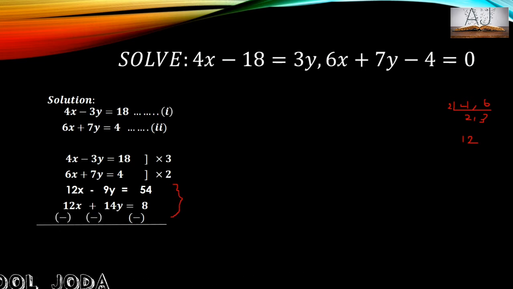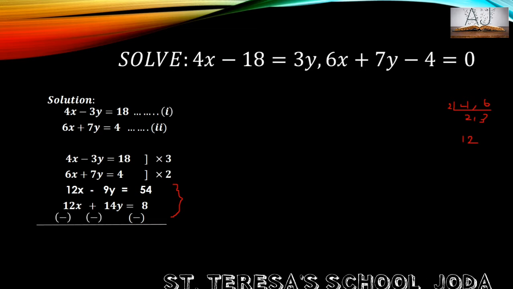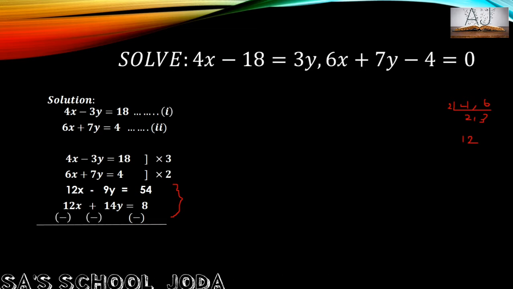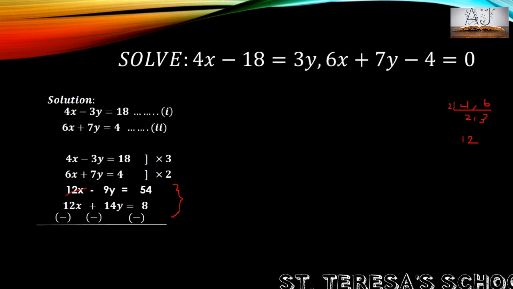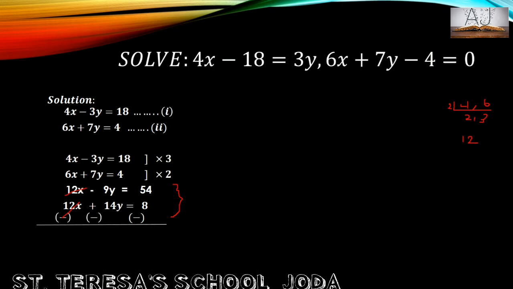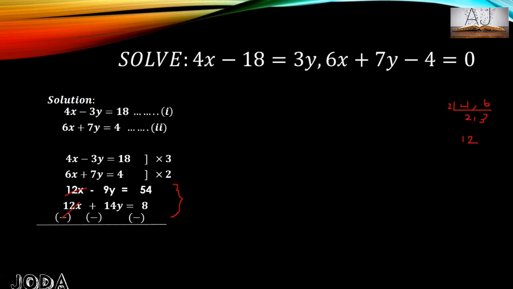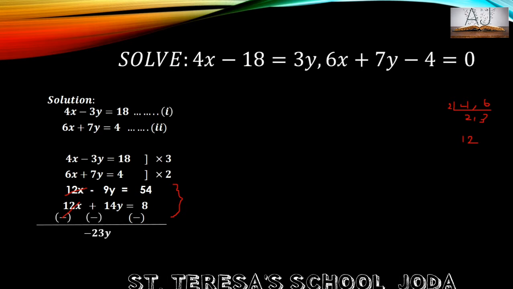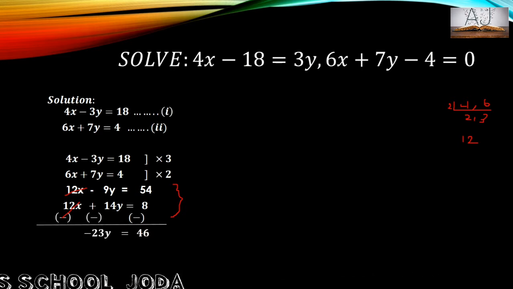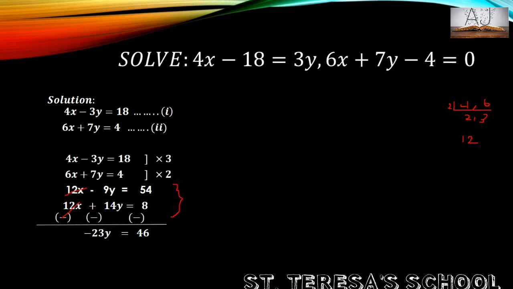Okay, we are solving both these two equations. Remember, we are subtracting these two equations. Now plus 12x and minus 12x, the lower one has become minus, so we can cancel them. In the second equation, plus 9y minus 14y. Solve it: both are minus, sorry. Minus 9y minus 14y is minus 23y. And 54 minus 8 is 46.